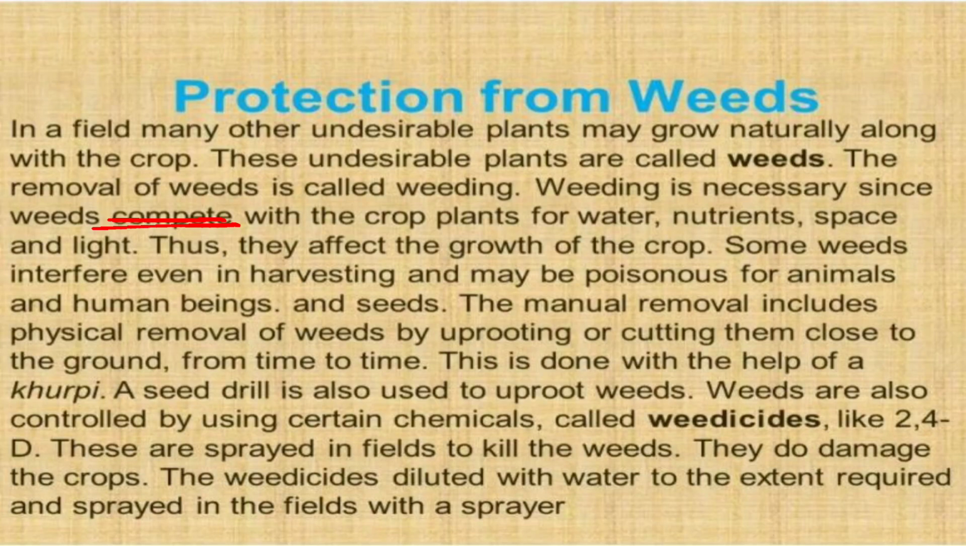Weeds are also controlled by using certain chemicals called weedicides, like 2,4-D. These are examples of very important weedicides. These are sprayed in fields to kill the weeds. The weedicides are diluted with water to the extent required and sprayed in the field with a sprayer. So these weedicides are sprayed in the field like water.